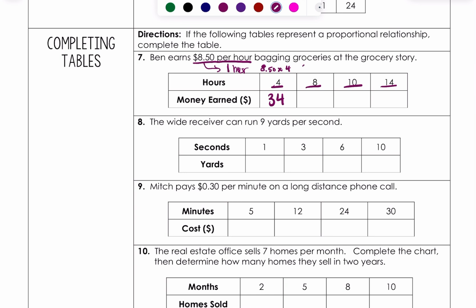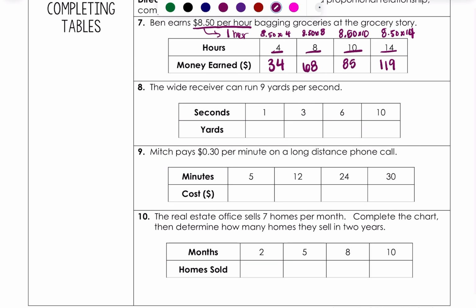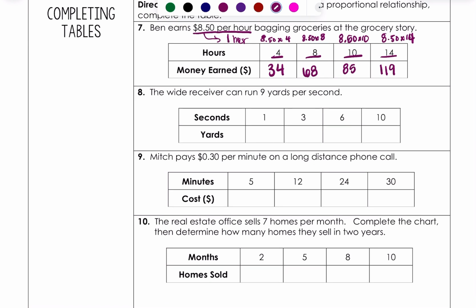And we do it again over here. I have 8.50 once again times the 8 this time, and that gives me 68. Over here, 8.50 times 10 gives me 85. And lastly, 8.50 times the 14 gives me 119. So all we're doing is multiplying. So you filled out your table and you are done. Okay, let's do one more.